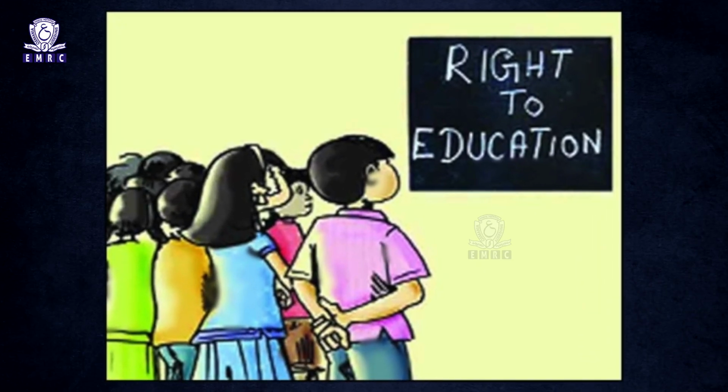Next one is the Right of Children to Free and Compulsory Education Act of 2009. The law mandates free and compulsory education to all children aged 6 to 14 years. This legislation also mandated that 25% of seats in every private school must be allocated for children from economically disadvantaged groups. India formulated a national policy on child labour in 1987.